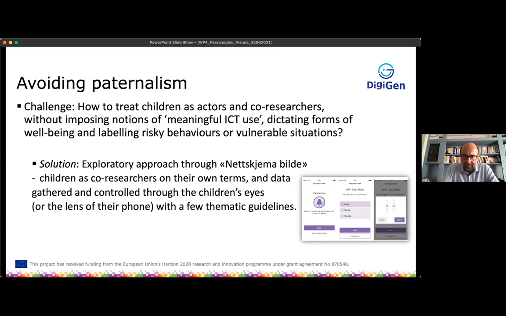Another issue, which is policy relevant and maybe the main one, is how can we avoid paternalism? By paternalism, I mean the imposition of notions of meaningful ICT use, forms of well-being, risky behaviors, threats, vulnerability, etc. How can we avoid imposing them on children? We have tried from the beginning to adopt an approach that involves children and young people as co-researchers on their own terms. We have been doing this mainly through the smartphone application, where children are in fact designing, creating and producing the data that we are searching for.